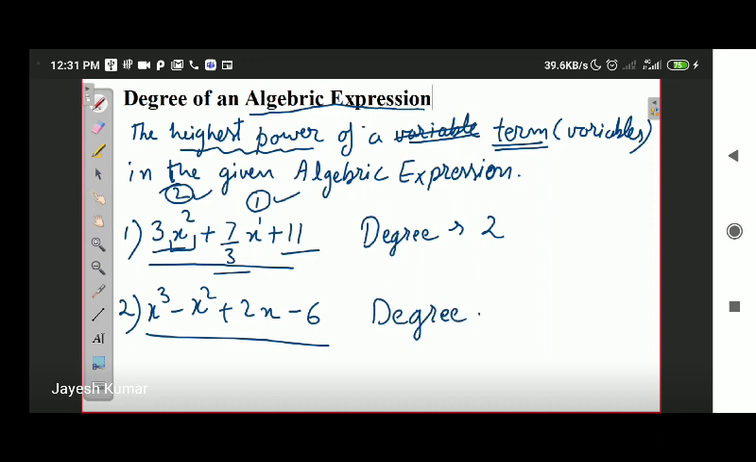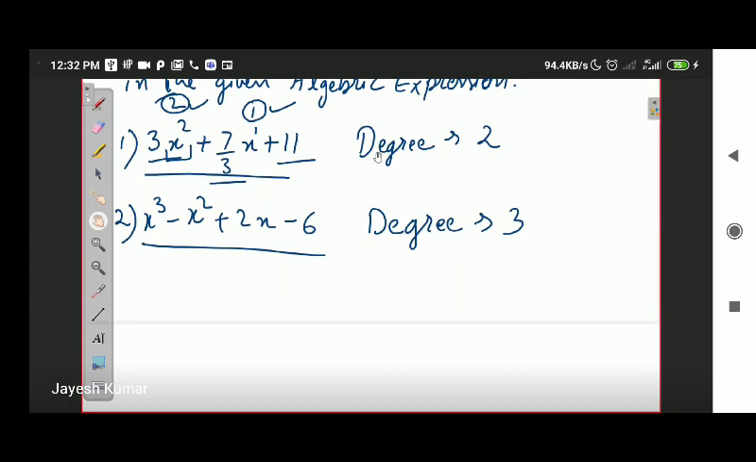Okay, so we will compare the powers of x. The highest power of x, as you can easily determine, is 3. Let me stress the point that I am saying again and again: highest power of variable. What do we mean by highest power of variable?